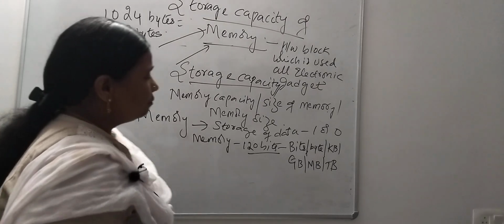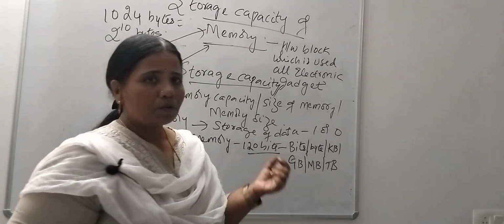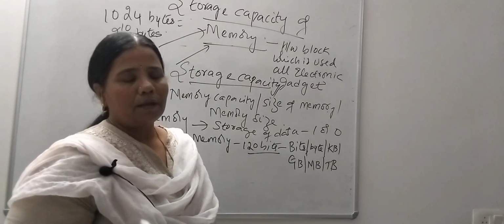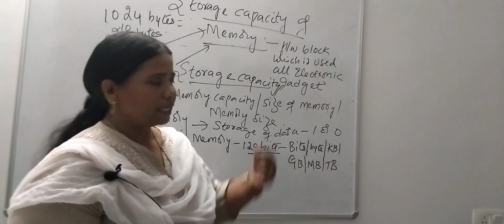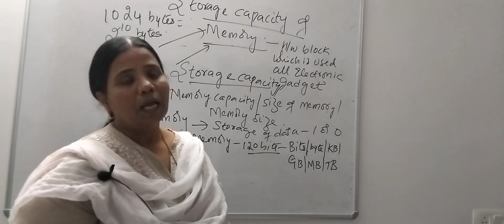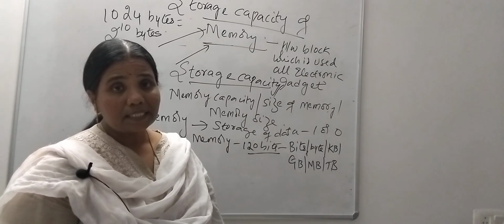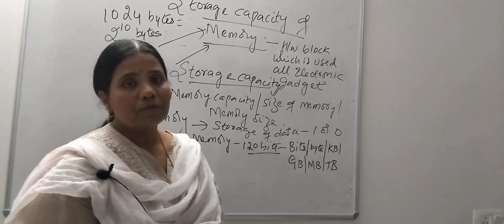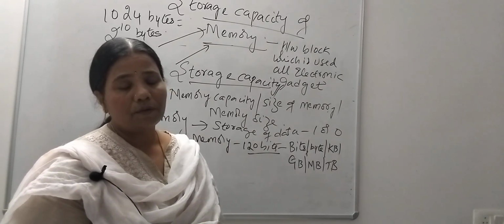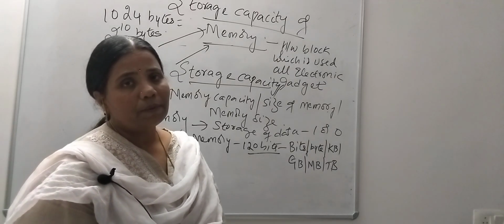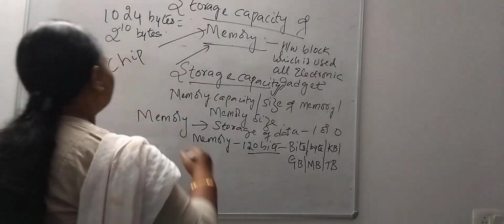Okay, so if the memory is capable of storing 8 bits, then it will be expressed in bytes. If it is capable of storing 16 bits, then it will be expressed in words.